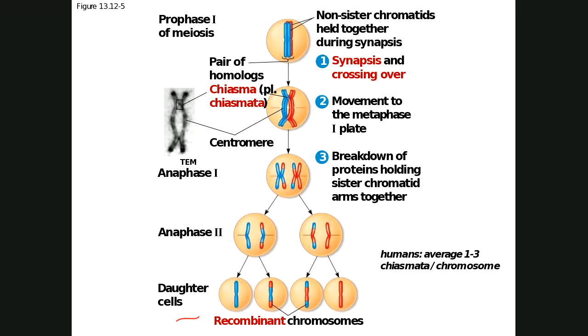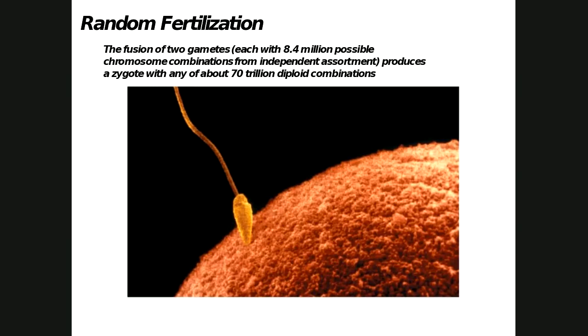All about variability. And then, of course, the last thing that increases the variability is this idea of random fertilization. Oh, there's the numbers. Each with about 8.4 million possible chromosome combinations produces a zygote of about 70 trillion diploid combinations. So in other words, it is possible to have an identical offspring 1 out of 70 trillion, which is a heck of a lot bigger number than what I was saying. I think, what is it? Million, billion, gazillion? Trillion? I can't remember. And then again, we don't know which sperm is going to fertilize which egg.